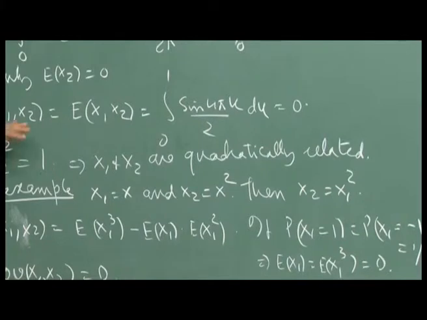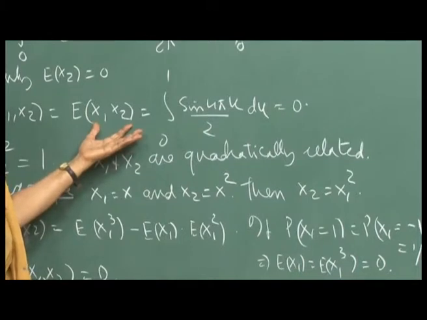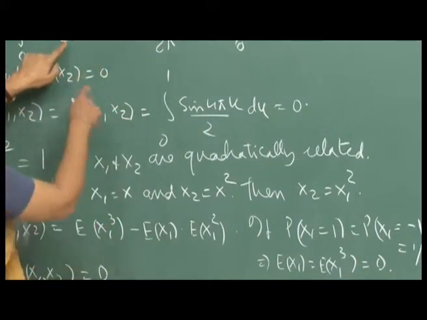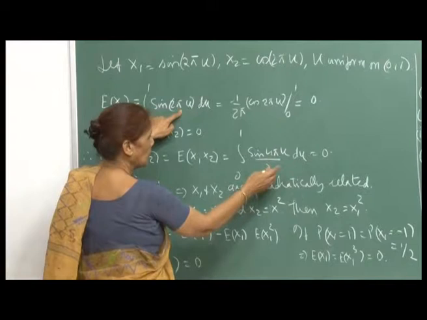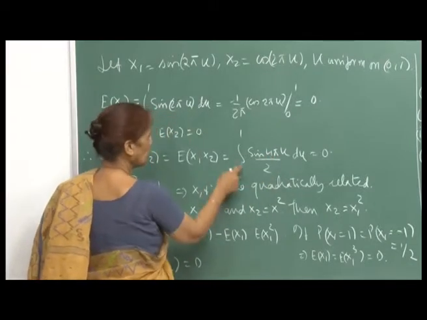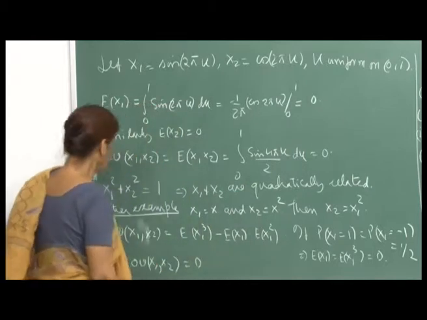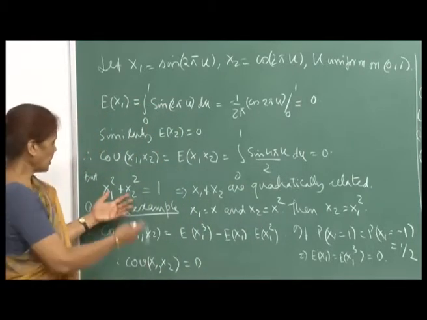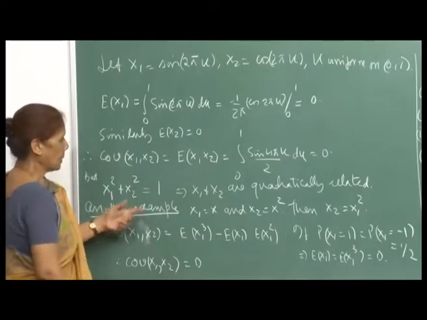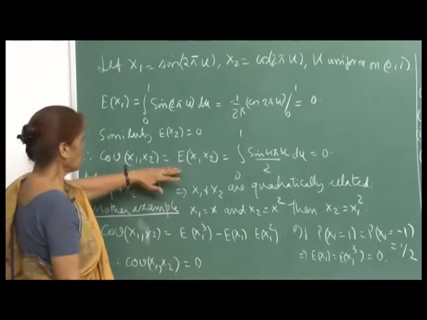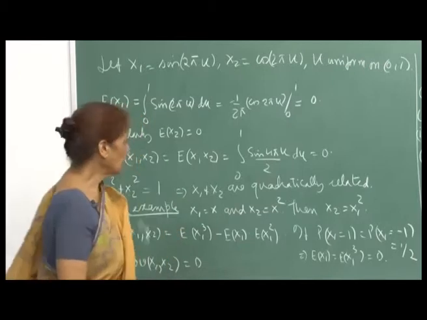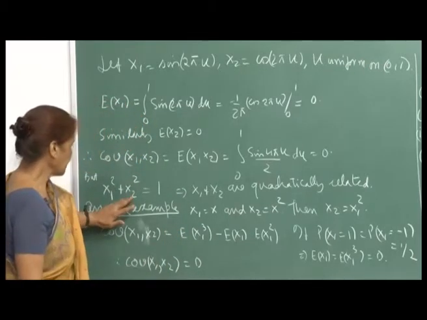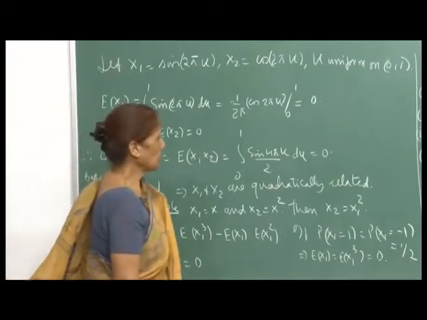And so the covariance of x 1, x 2 will reduce to just the expectation of x 1 x 2. But sin 2 pi u times cos 2 pi u is sin 4 pi u divided by 2. So, again this is the same kind of function from 0 to 1, and that value will also be 0. But x 2 is the square root of 1 minus x 1 square. So, the covariance is 0, but it certainly does not imply independence of x 1 and x 2, which you can see otherwise also, because x 1 square plus x 2 square is 1. I will come back to this example in a while.